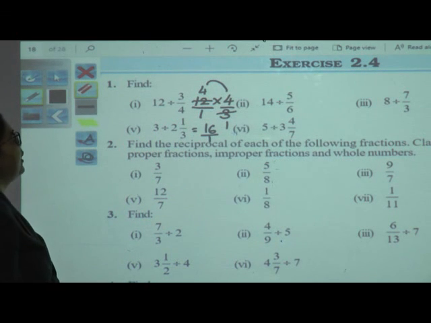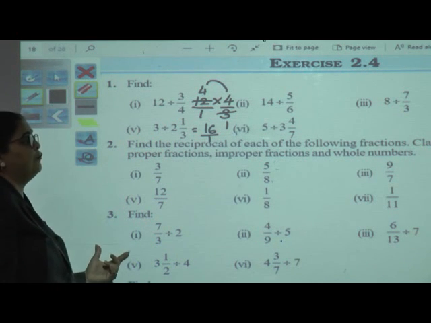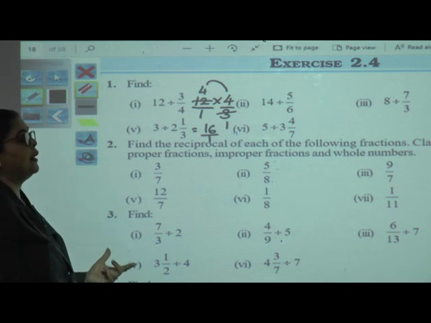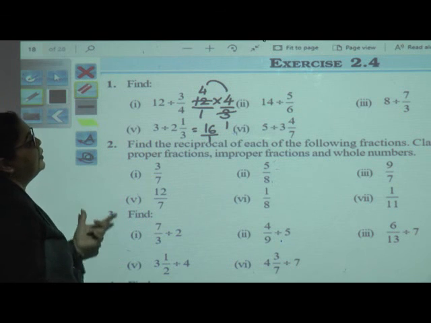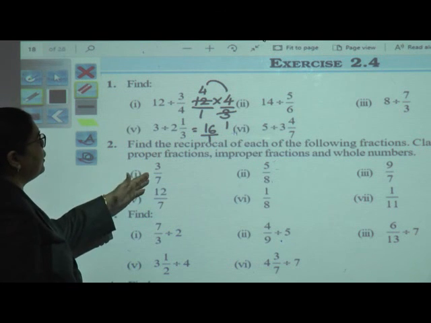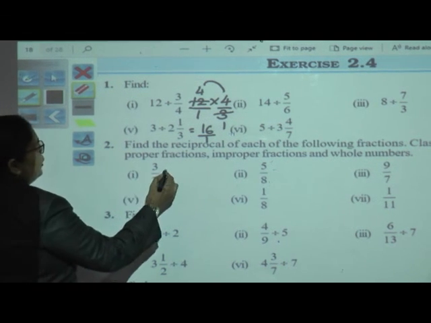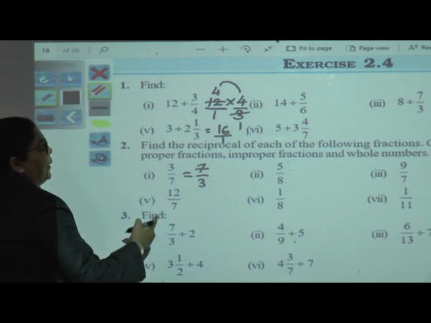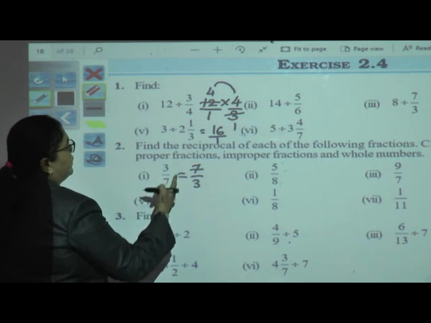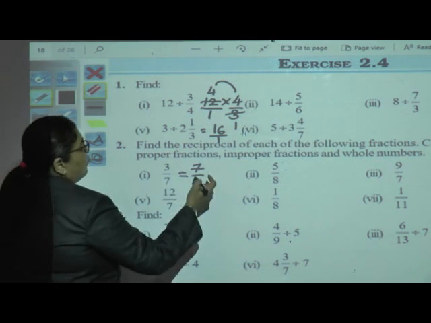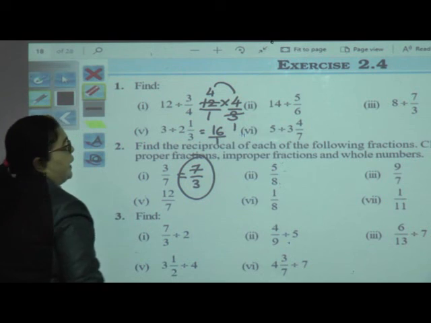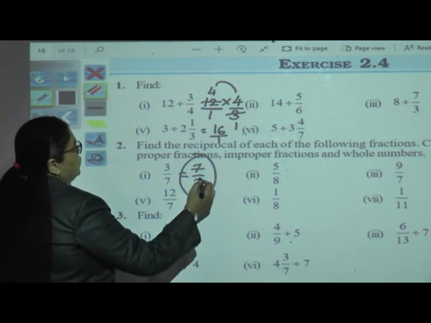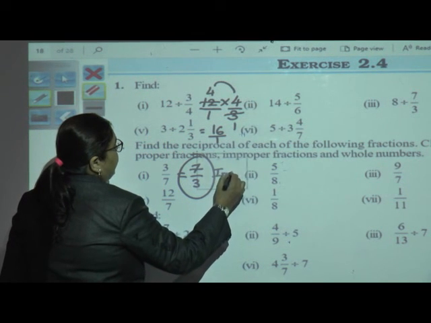Now the second one is: find the reciprocal of each of the following fractions. Classify the reciprocal as a proper fraction, an improper fraction or a whole number. Now what will be this fraction? You know what the reciprocal of this will be? The reciprocal will be 7 upon 3. I told you, the denominator should come up in the numerator. So which type of fraction is this? Is it a proper fraction, improper fraction or a mixed fraction? Yes, you are right, it is an improper fraction.